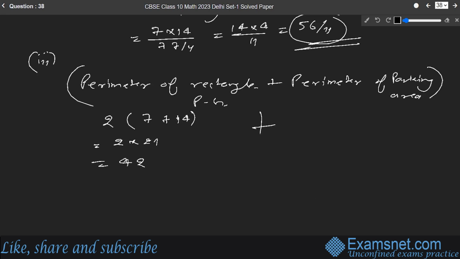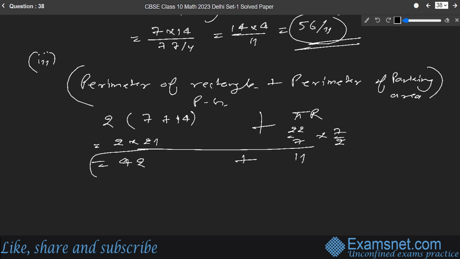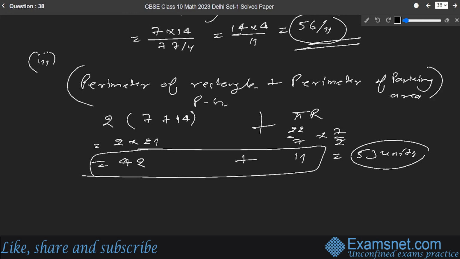Plus we have to add this to the perimeter of the parking area. The perimeter of the parking area we have already calculated, but if you want, we can calculate it once again. That is pi r, that is nothing but 22 by 7 into 7 by 2, that is nothing but 11. So we are supposed to add 42 and 11 together for getting the complete perimeter, the total perimeter, and that comes out to be 53 units. So that is the complete perimeter length.